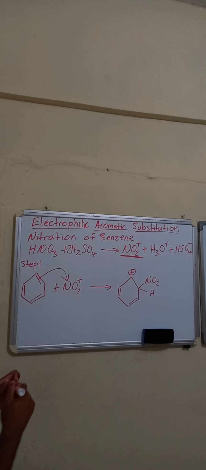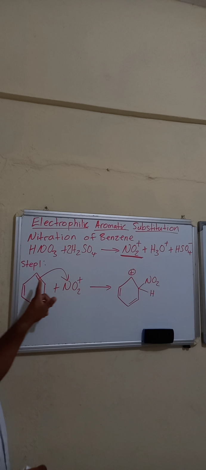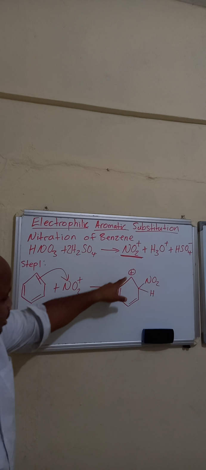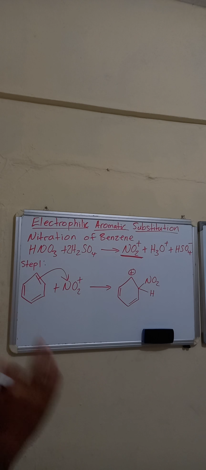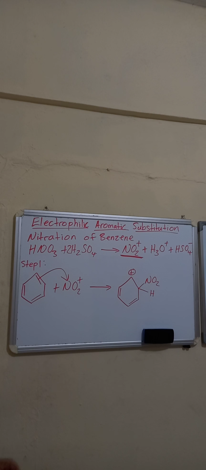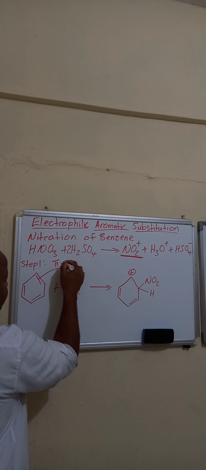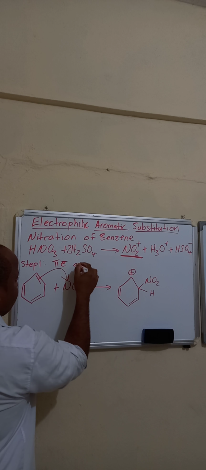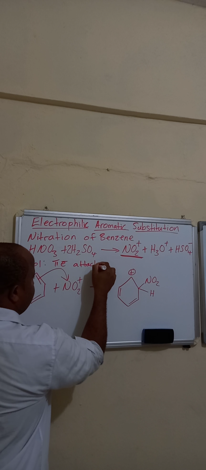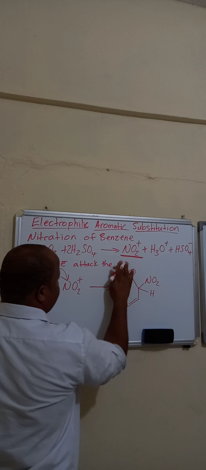So remember, as I was showing you in part 1 of this series, once this bond is broken, this carbon only has 3 bonds, so it will get the positive charge. So in step 1, the pi electrons attack the nitronium ion.